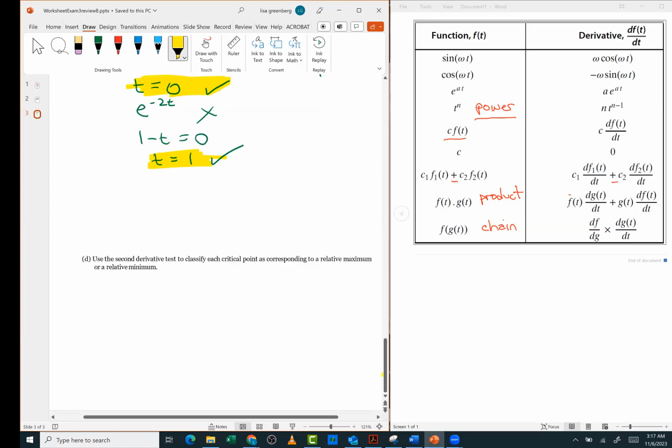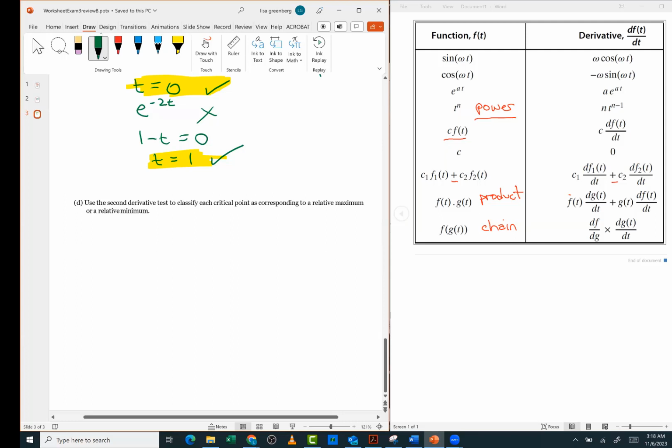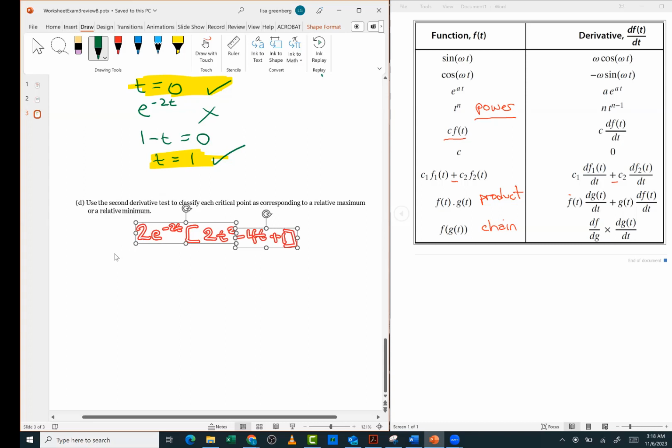Now it says use the second derivative test to classify each critical point as corresponding to a relative max or min. Again, something we didn't talk about. I know what the second derivative is. I'm just going to write this as x of t double prime equals. Basically, what we want to know is what value that equals.